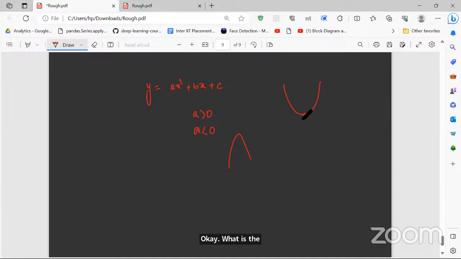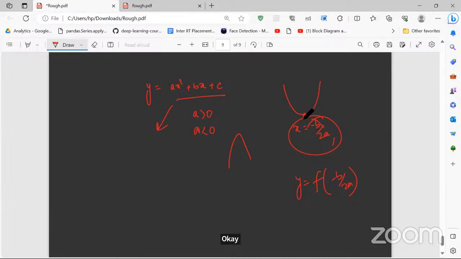Okay. What is the vertex? Can somebody tell me what the axis of symmetry is? What is the coordinate of the vertex? Minus b by 2a. Minus b by 2a. And what is the y coordinate? f of minus b by 2a. How do you get that?